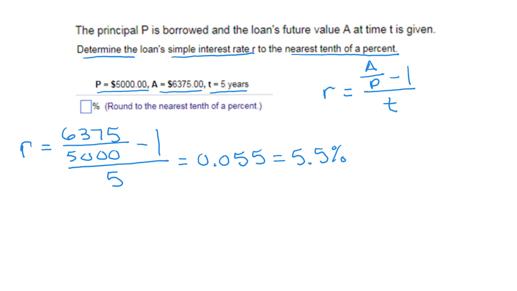Next, we're looking at rounding to the nearest 1/10 of a percent. Well, we don't have to round because these are the only numbers we have. So the answer is 5.5%. And that's what we would place in our box over here for the final answer. So once again, look for that formula so that you can solve for R.